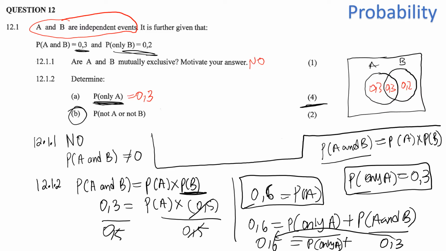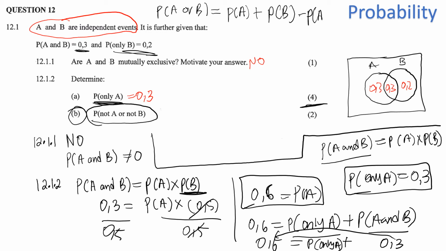All right, let's now move to B. It says determine probability of not A or not B, right? Okay, so by just looking at this, we can quickly remember the addition rule that says that probability of A or B is actually equal to probability of A plus the probability of B, minus probability of A and B. So we can simply use the addition rule, but I'm just going to show you the other approach. But we can use the addition rule for this.